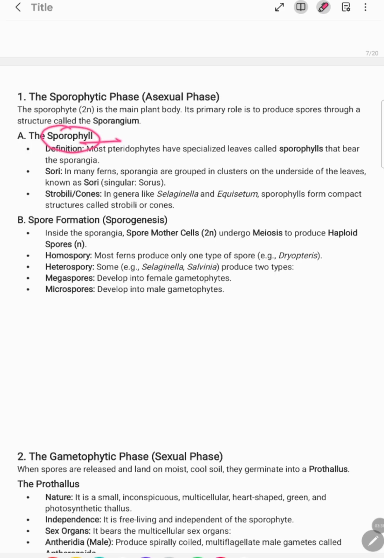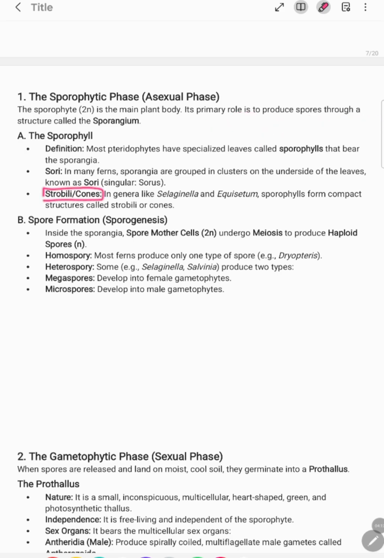Sporophyll is the leaf which is bearing sporangia, and inside the sporangia, spores are produced. So the leaves of ferns or the pteridophytes that are bearing sporangia are known as sporophyll. Now, what are sori? When many of these sporangia are clustered together, they are known as sori, and these are present on the abaxial side of the leaf, meaning the lower side of the leaf.